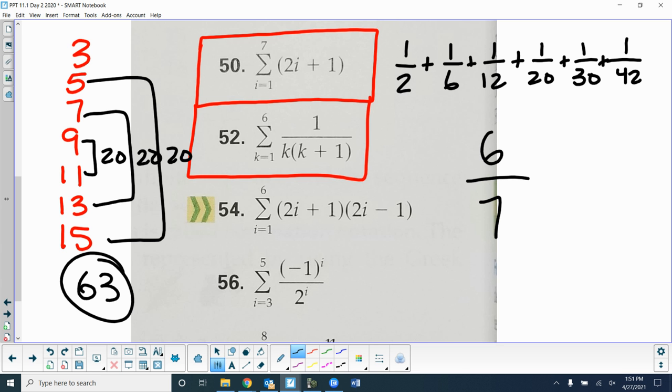So, just like yesterday, except what are we doing at the end? Adding all the terms together. Okay? Good job today.